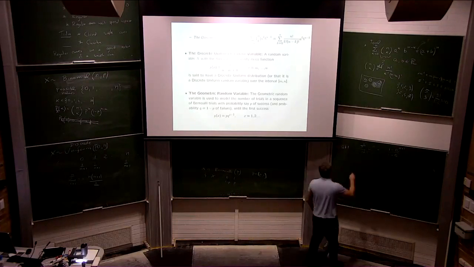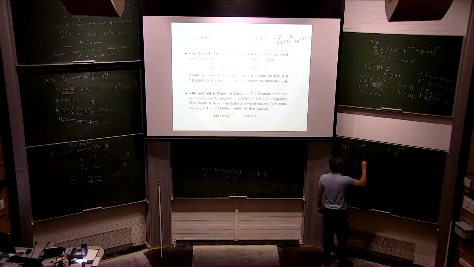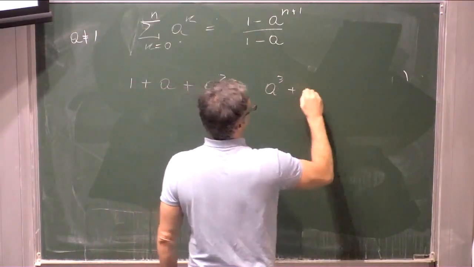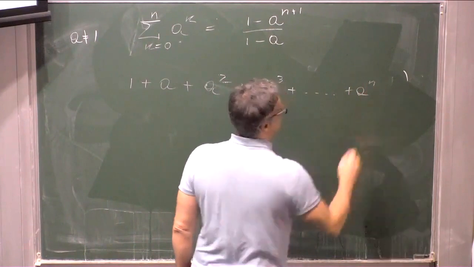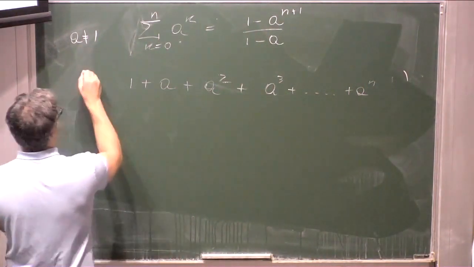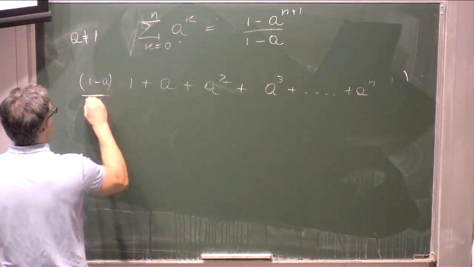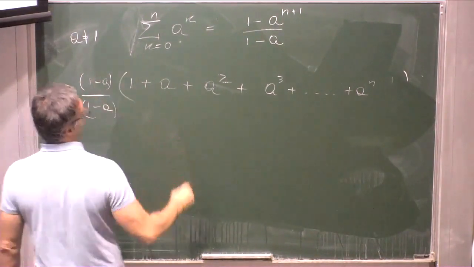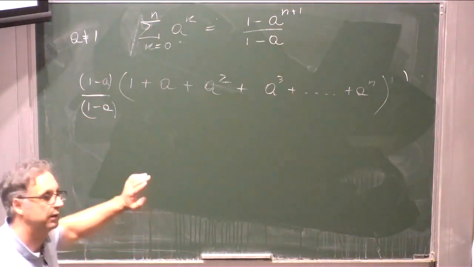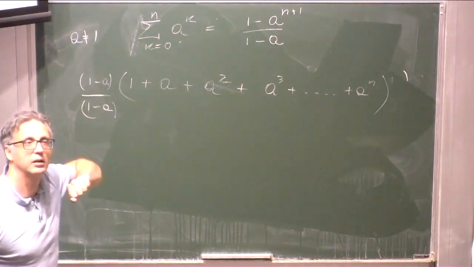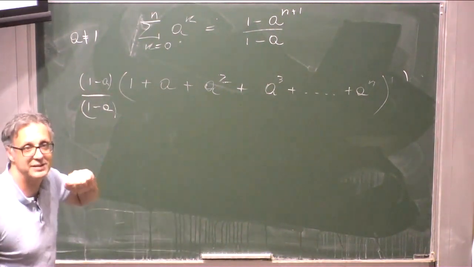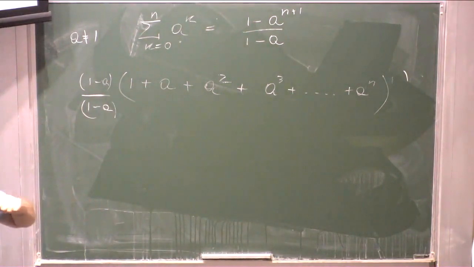Okay. This sum here is 1 plus a plus a squared plus a cubed plus a to the n. If a is different from 1, do the following. Multiply and divide by 1 minus a. You didn't do anything fancy. I just have to be sure I don't multiply and divide by 0, but if a is different from 1, I'm on the safe side.